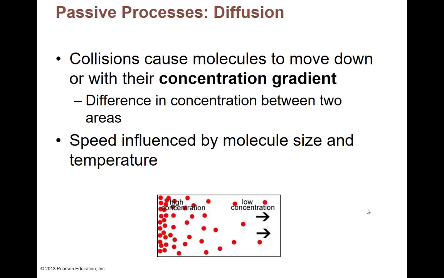Now, diffusion in general is just molecules going from high concentration to low. They are moving down their concentration gradient, high to low. Things can change the speed of how they move. It can be the difference in concentration gradient. If you have a really high concentrated area and nothing, they are going to move really fast.